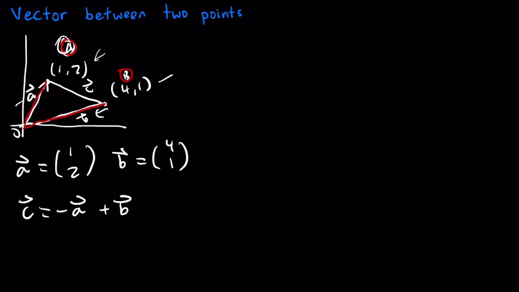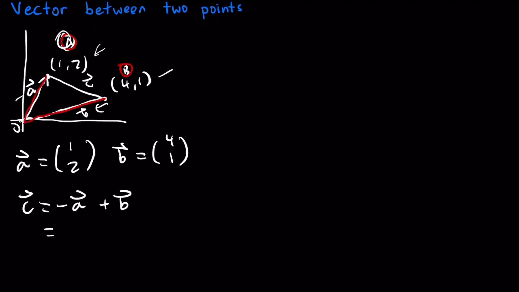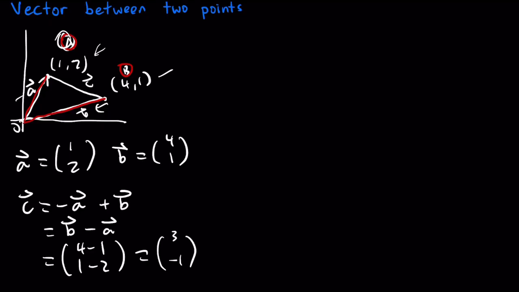So vector C, or if you want to think about it another way, getting from A to B, you can do the opposite direction of vector A plus vector B. And we can first rewrite this as vector B minus vector A, which will be 4 minus 1 and 1 minus 2, which is equal to 3, negative 1. So vector C, or the vector between points A and B, is equal to 3, negative 1.